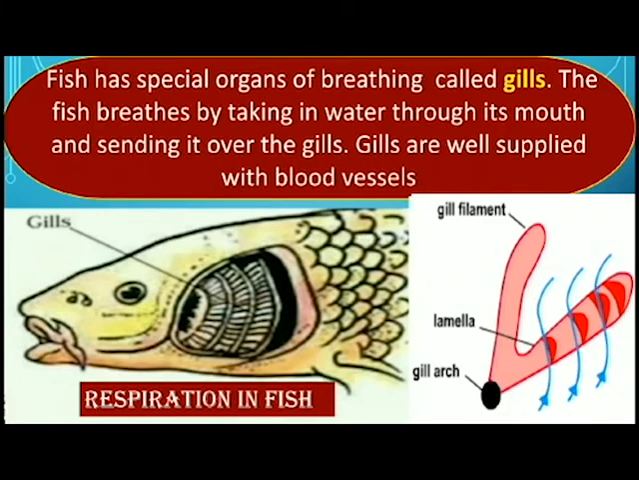So children, here we can see that the blood vessels of the gills extract dissolved oxygen from water and send it to all parts of the body. Carbon dioxide is brought back by the blood into the gills for expelling into the surrounding water.